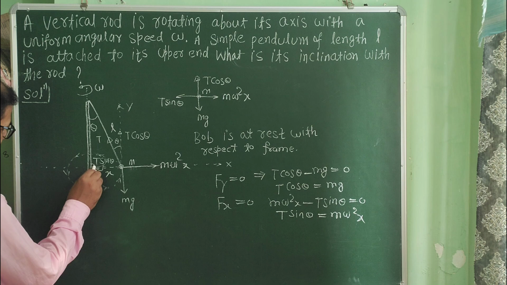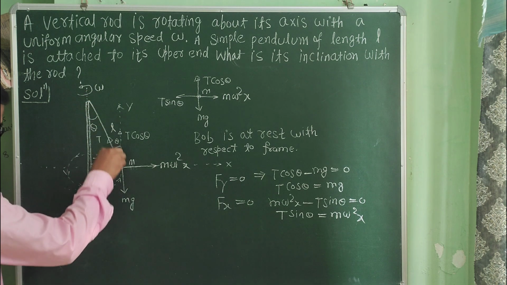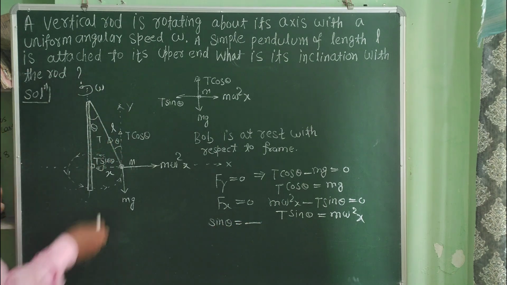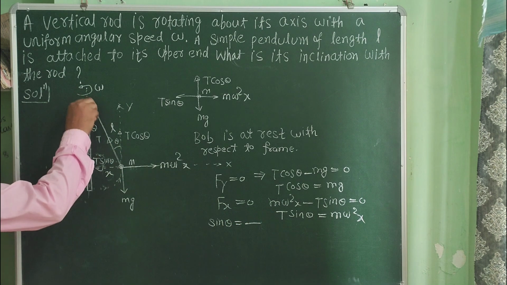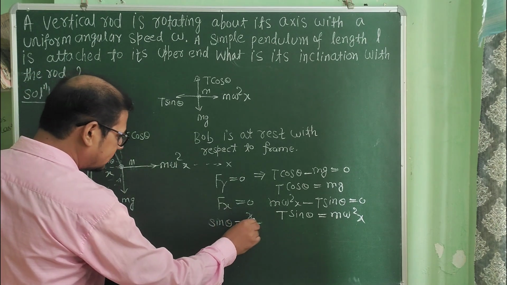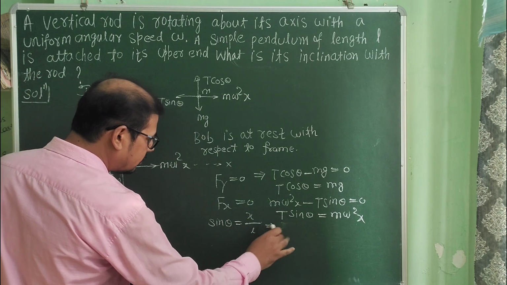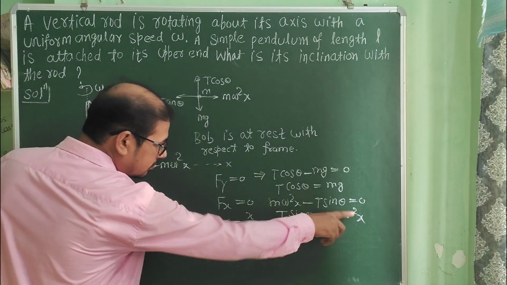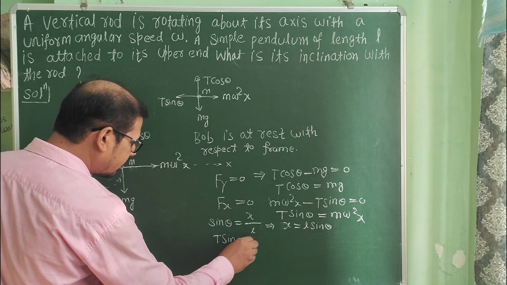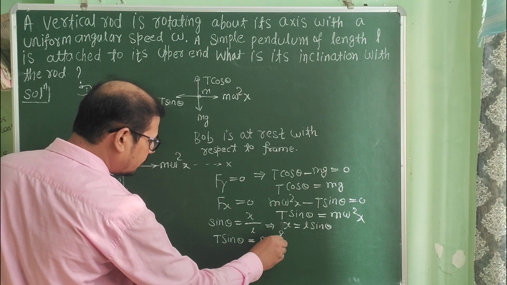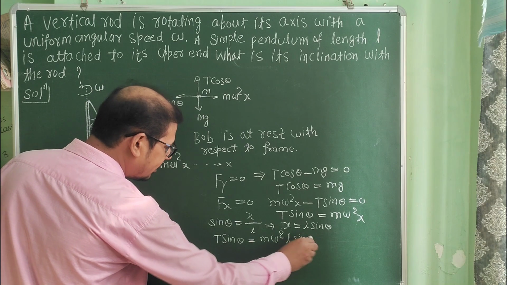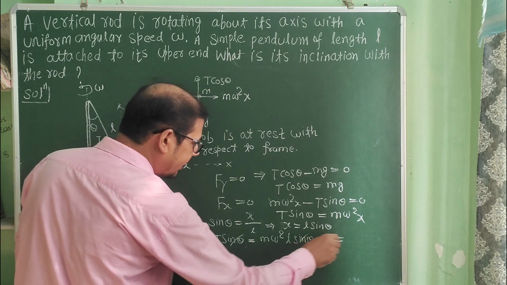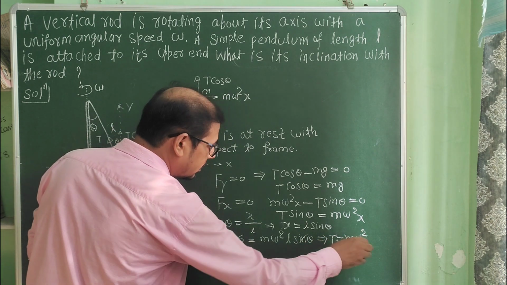Now, from geometry, this is the 90 degree, okay? This is theta. So, this is the hypotenuse and this is the perpendicular. So, now sin theta is equal to perpendicular divided by hypotenuse in this triangle. Perpendicular is x, and the hypotenuse is L. So sin theta equals x divided by L. So x equals L sin theta. Correct? Now, T sin theta equals m omega square into L sin theta. This sin theta cancels. So T equals m omega square L.